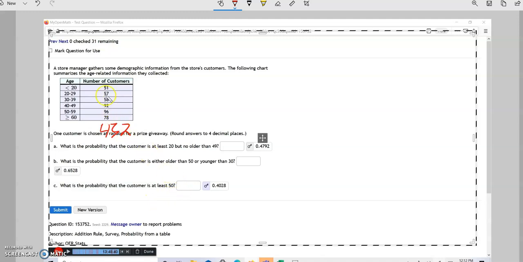And this one's pretty straightforward. You have to total these up first, 432, and then you add up between 20 and no older than 49, so you would go these here, add those up, divide by 432 for that one. Older than 50, younger than 30, so either older than 50, so you would add up these two, but younger than 30, you would add up these two. So add up those 4, basically this one, this one, this one, and this one, divide by 432, and at least 50, you would add up these two right here, divide by 432.